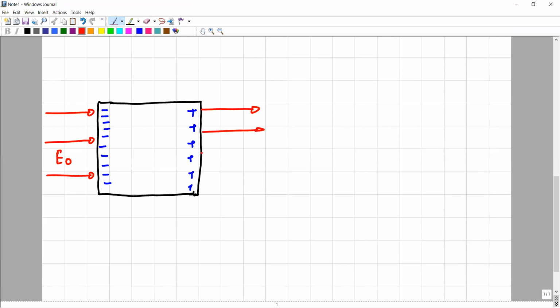Because of this positive charge, the electric field again will come out. Mind it, this is a conductor. If the conductor is put in an electric field, this is how the displacement of the charge is going to happen.